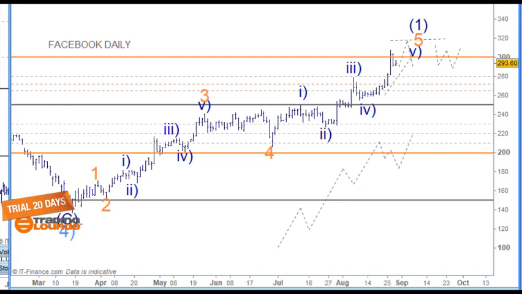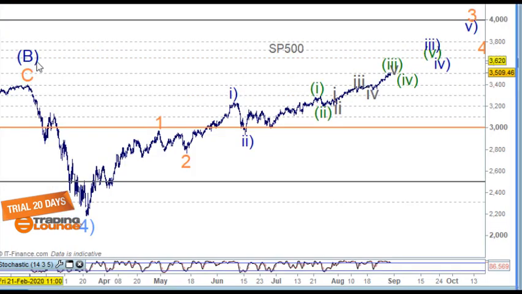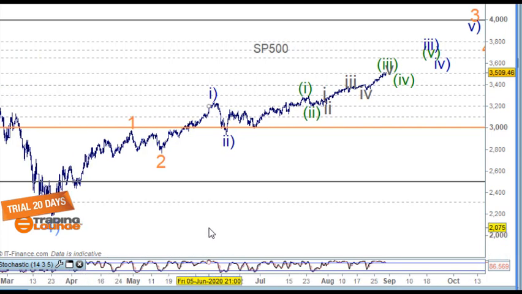So with that in mind, let's just move on to the SP 500. With the S&P 500, I've adjusted this, and this can still be counted in different ways as well, but we looked at this early last week, and looking at it as wave 1 here, because we can count 1, 2, 3, 4, 5 here, ABC here for wave 2, so that makes sense.